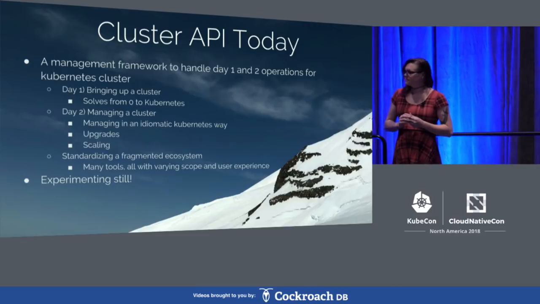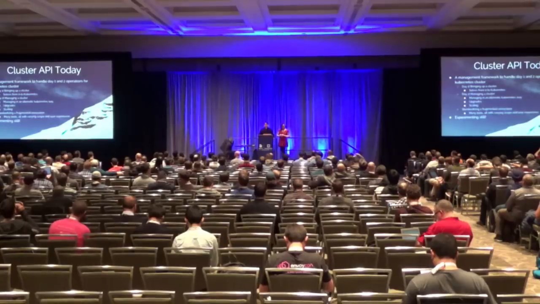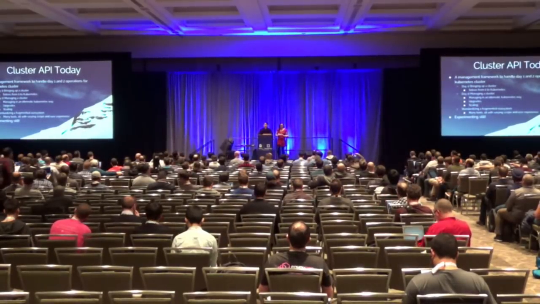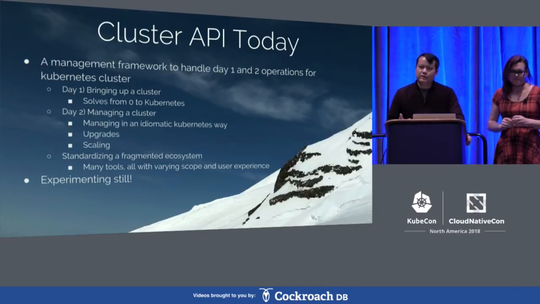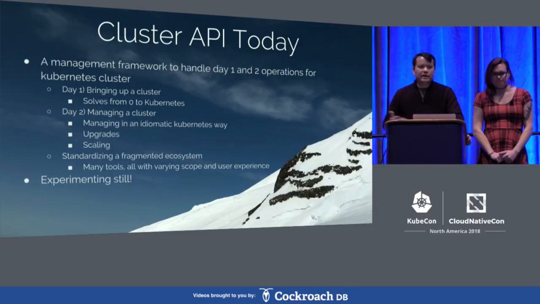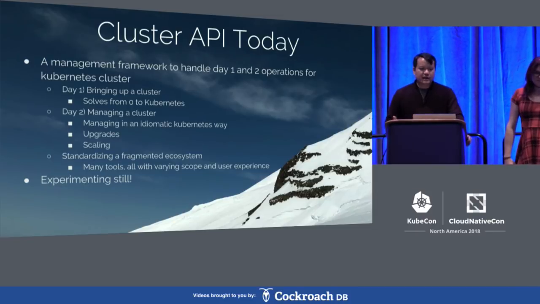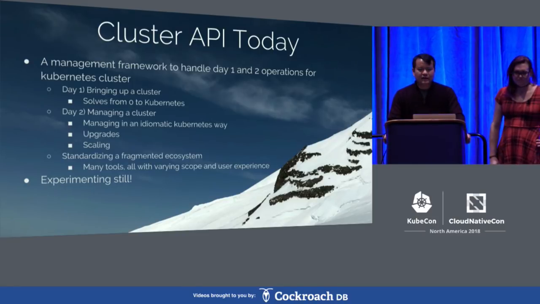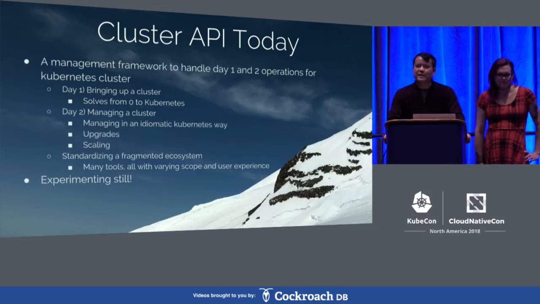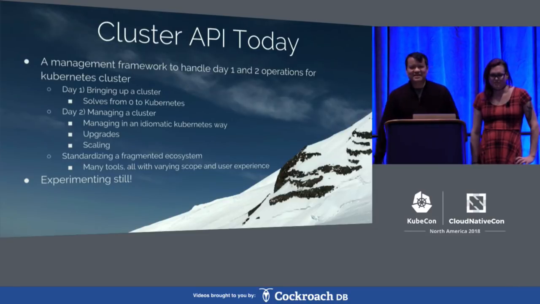Anyway, let's go ahead and get started. So what is cluster API? The cluster API is a framework that is designed to handle day 1 and day 2 operations. Day 1 operations meaning deployment and installation, and day 2 is managing, upgrade, scaling. The cluster API was designed to be a standard to make the ecosystem less fragmented. And I just want to point out that we're still experimenting, so a lot of the things that we're going to talk about today may change. Just letting you guys know.